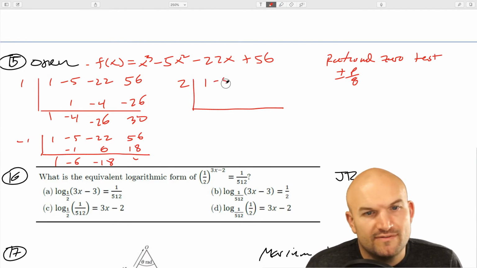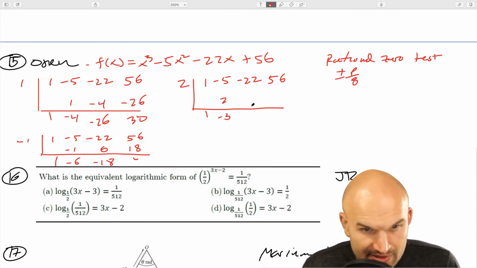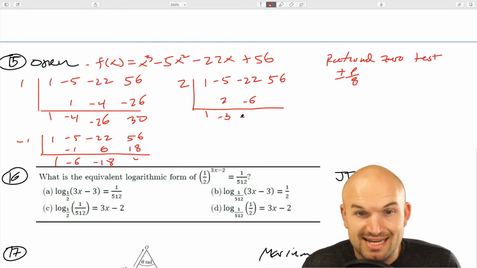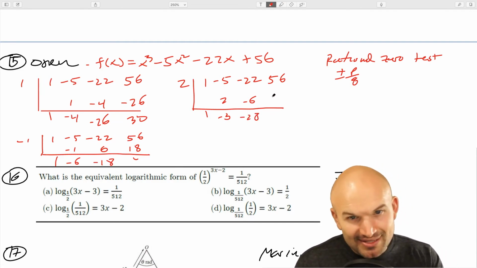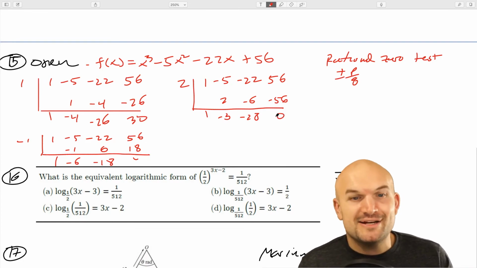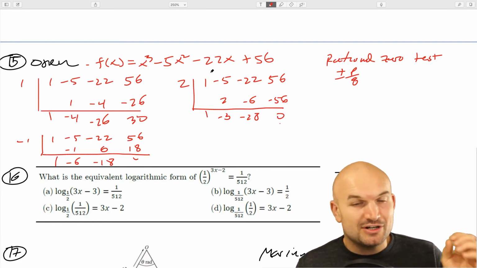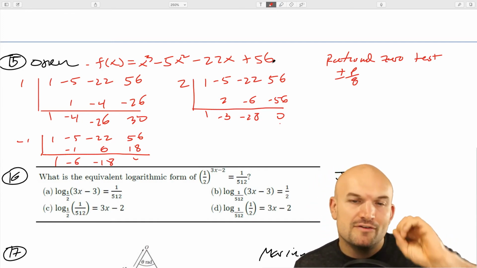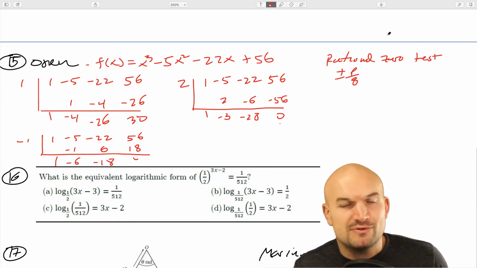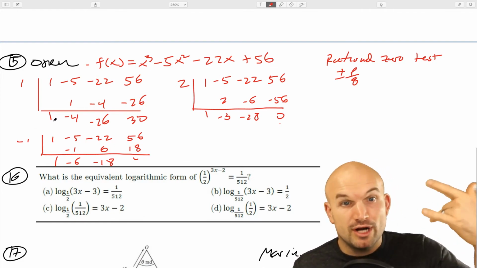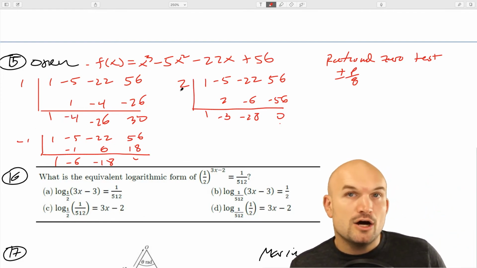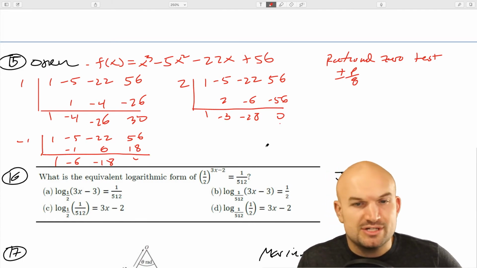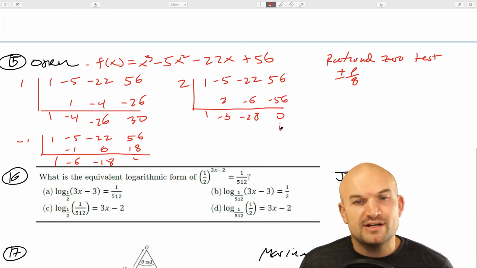All right, so it's 1, -5, -22, 56. Bring down the 1. 1 times 2 is 2. -3. -3 times 2 is going to be a -6. This is going to give you a -28, and then -56. What do you know? That's a remainder of zero. So again, these are going to be potential rational zeros, and the reason why is because these are factors of your P over your Q. I don't have time to go through the rational zero test, but typically 1 and -1 you can always test, and 2 is not always a possibility, but it works for this equation. So therefore, there is my remainder.